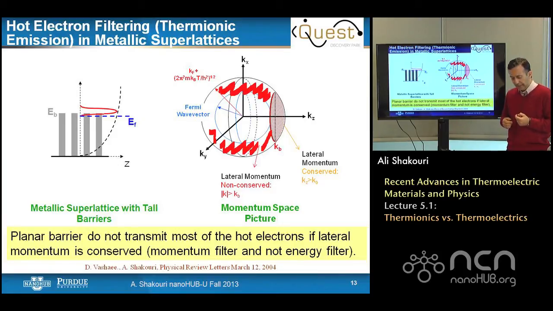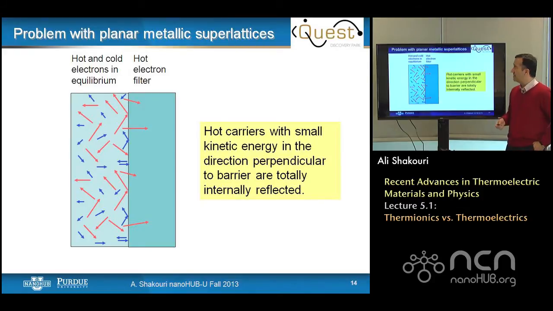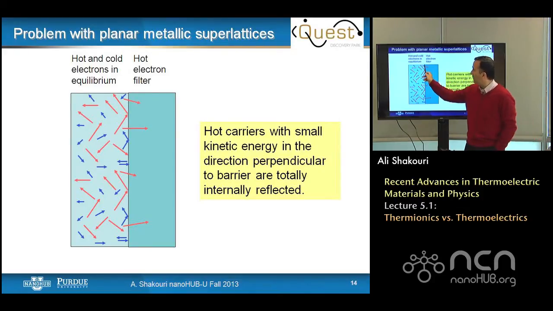Sometimes looking at the energy picture or a momentum picture could be misleading. You say, what really is happening to the hot and cold electrons? You can see their impact even in the case of real space. Assume I look from the top of a metal where hot and cold electrons are in equilibrium, and I put a hot electron filter, a material with some sort of a barrier.